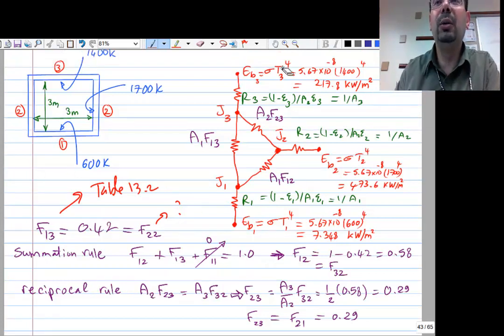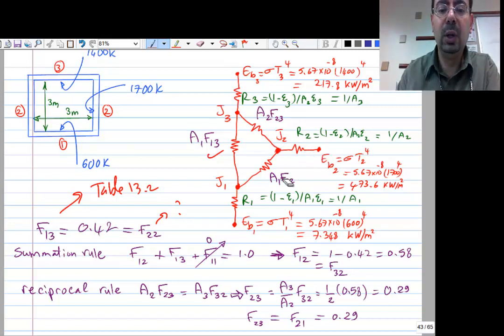So now we are done with F13. Let's try to get, say, F12. So how am I going to get my F12? He's basically saying, well, F12 plus F13 plus F11 should be equal to 1. Summation rule, right? Everything leaving 1, going to 2, going to 3, and going to its own 1, should be 1. And F11 is 0, therefore F12 and F13 equal 1. So F12 is 1 minus F13.